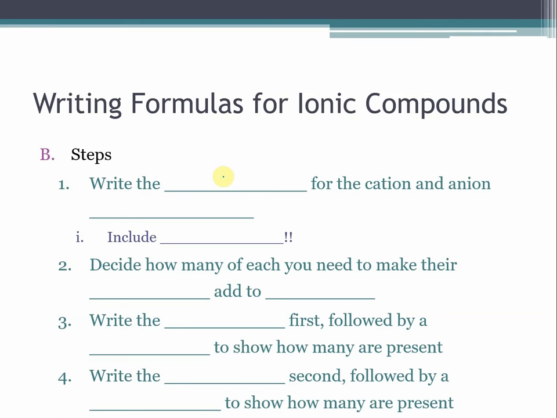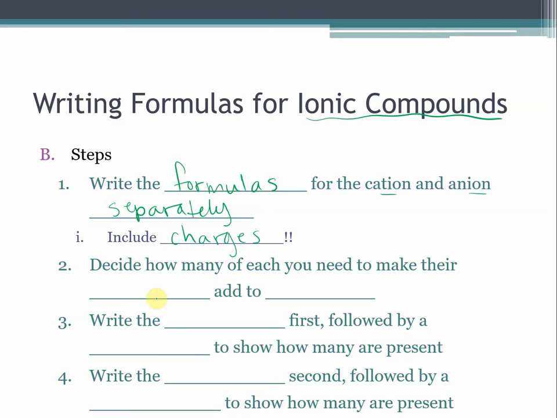So keeping this in mind, let's look at our steps for writing our formulas. Step number 1 to writing the formulas for ionic compounds is to first write the formulas for the cation and the anion separately. And this will keep you from making any silly mistakes. Remember to include your charges. The charges are the driving force behind this whole thing. So if you forget about your charges, you're done.